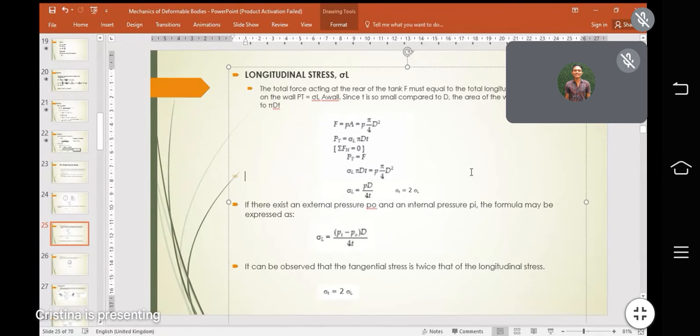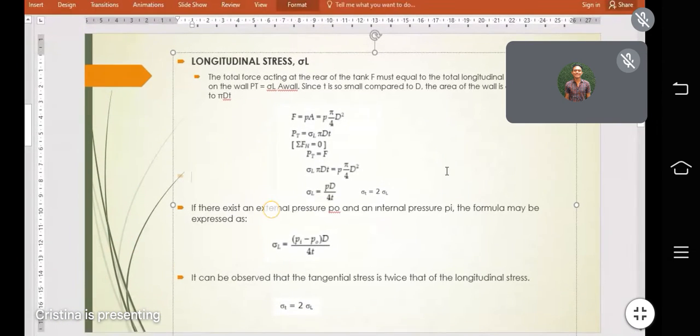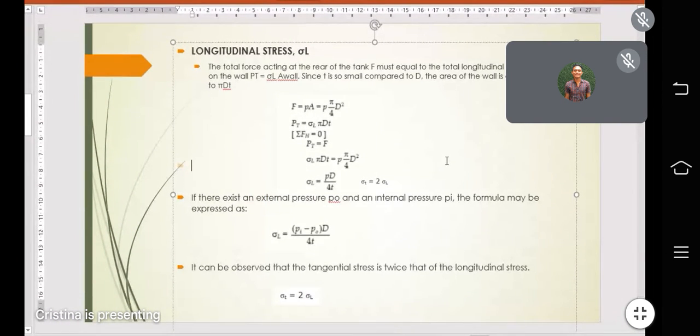So basically, the tangential stress is just twice that of the longitudinal stress. Okay?